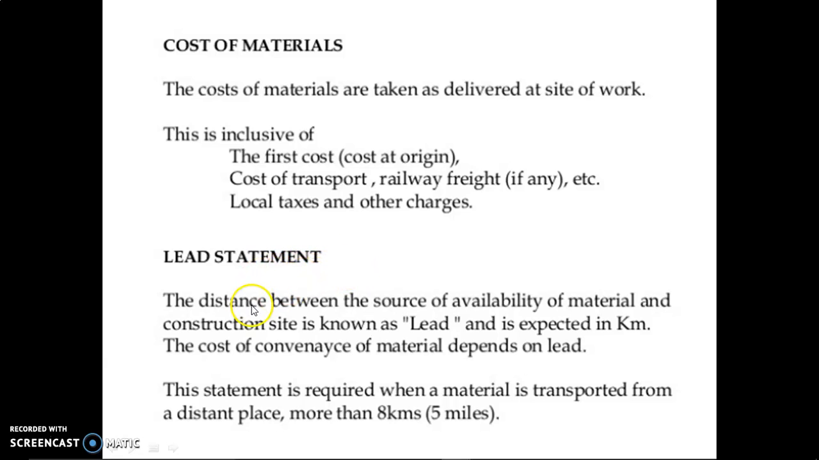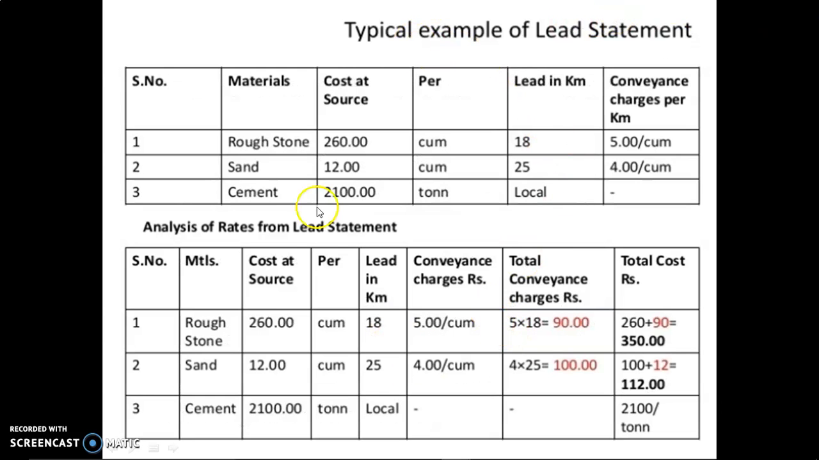Lead statement. The distance between the source of availability of material and construction site is known as lead, and it is expressed in kilometers. So the cost of conveyance of material depends on lead. This statement is required when material is transported from a distant place, more than 8 km. So here we take one example of how we find the lead statement.